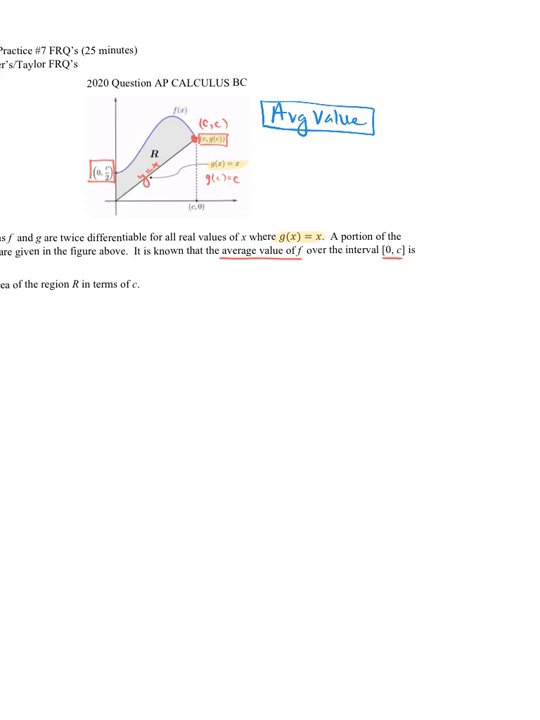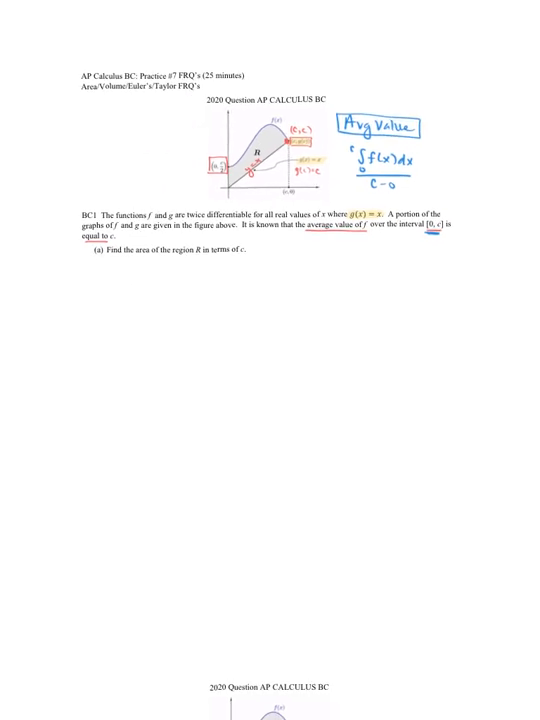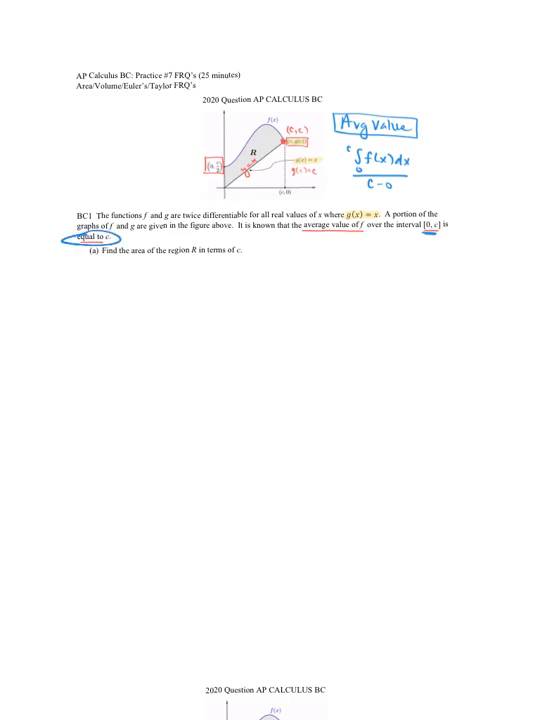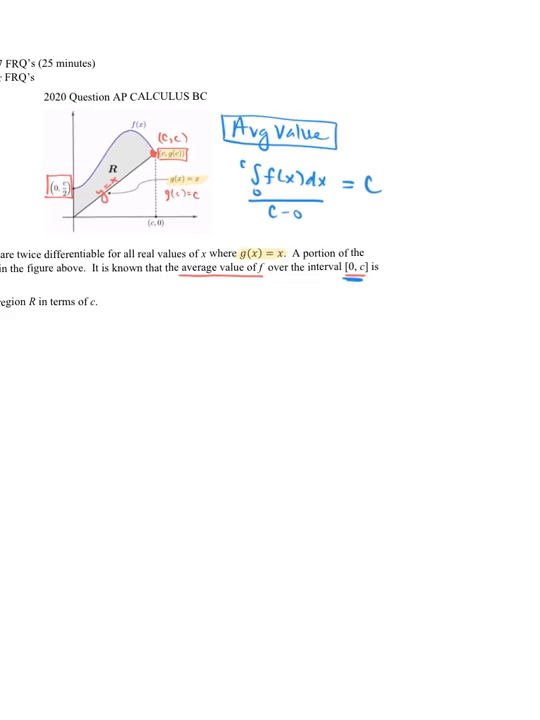So the average value of f: the average value is the integral from a to b, but we're going from 0 to c, so the integral from 0 to c of f of x dx, over the difference b minus a, in this case c minus 0. And then they tell us that that average value is equal to c, so this is equal to c. Let's simplify that a little bit.